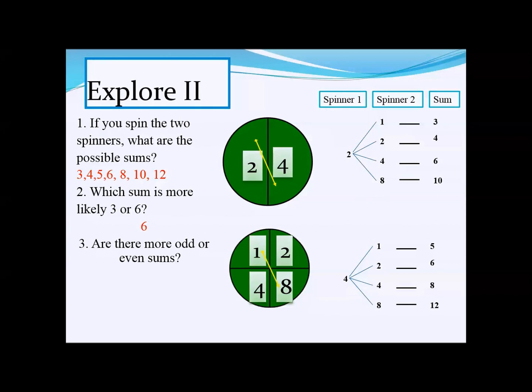Are there more odd or even sums? So we're going to take a peek at the column that says sum. Are there more odd sums or even sums? More even. We have 4, 6, 10, and 8, and 12. Let's move on.